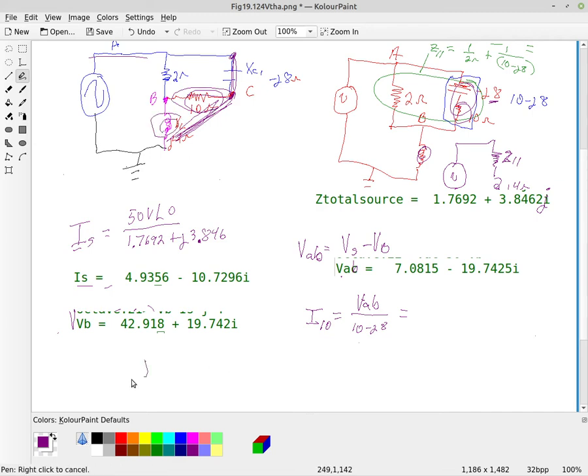So the voltage V Thevenin, that wasn't very straight. The voltage V Thevenin is actually the voltage across the 10 ohm resistor plus the voltage across the inductor, which I've called VB.